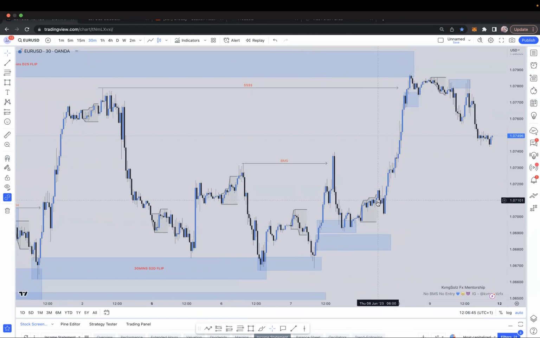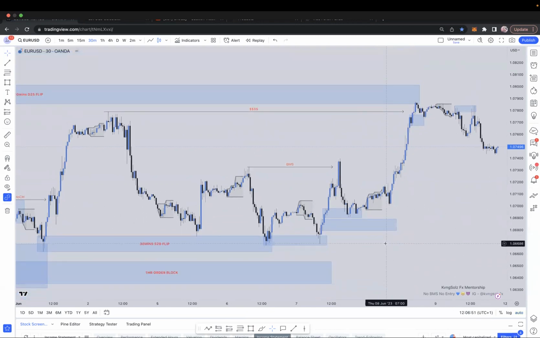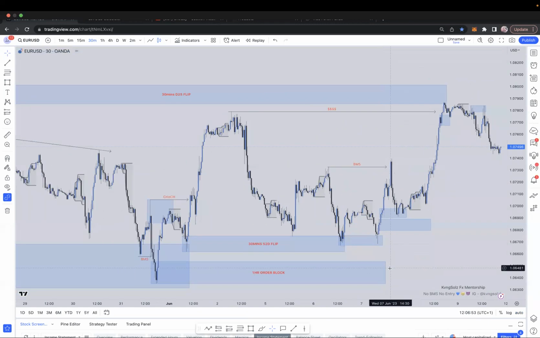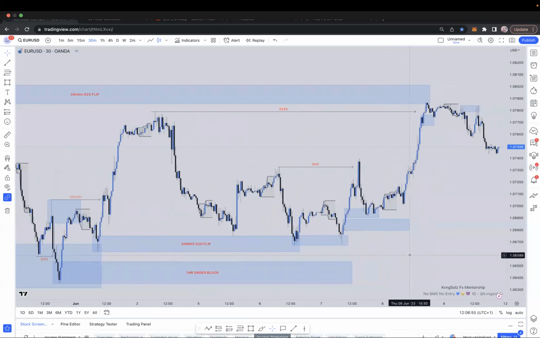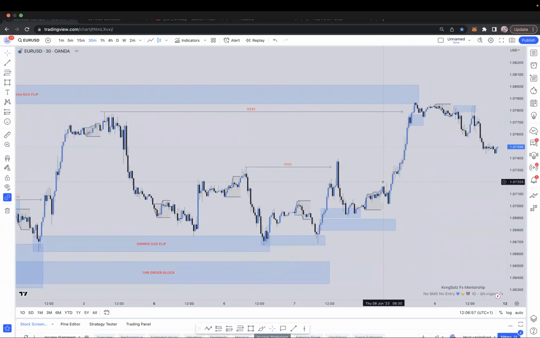I think I saw something here. I wanted to sell, probably down to this 1 hour, but then price gave me a flip. Hence why you saw on Thursday we bought up. And we only bought to take out this high. That's this one here.